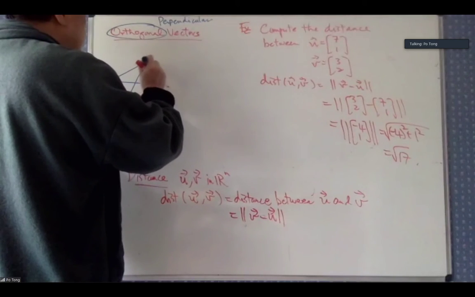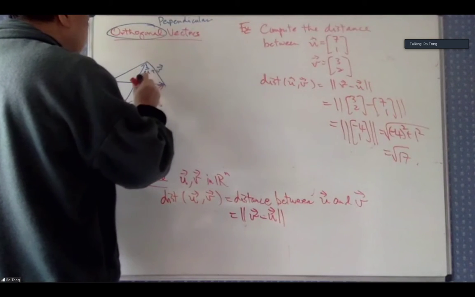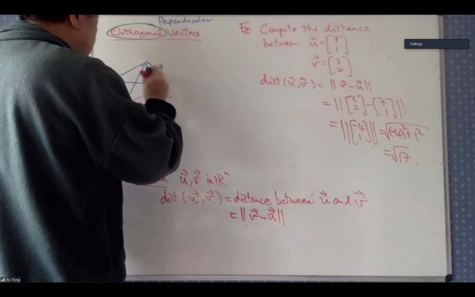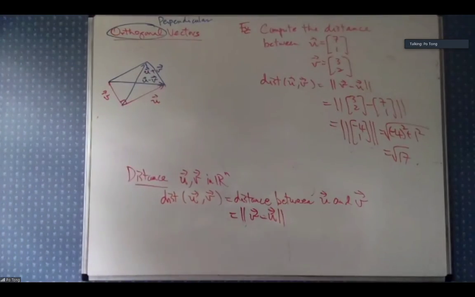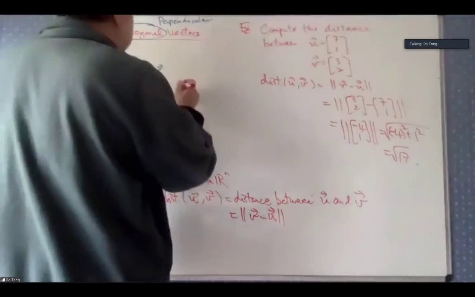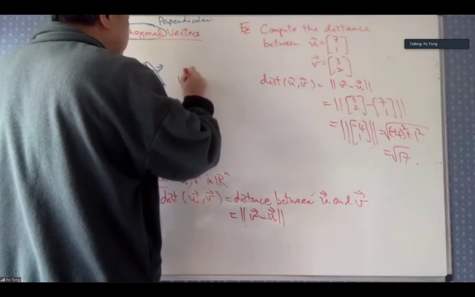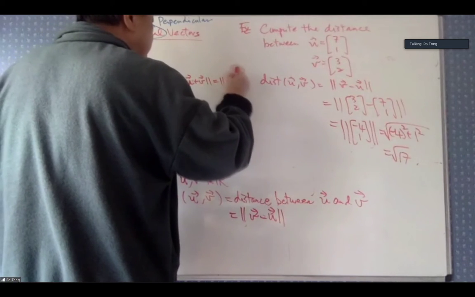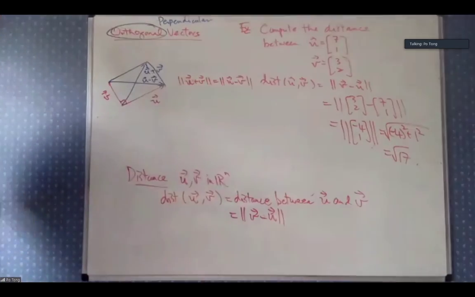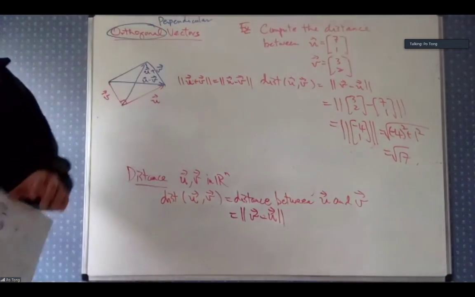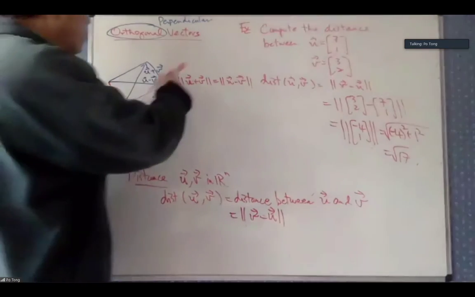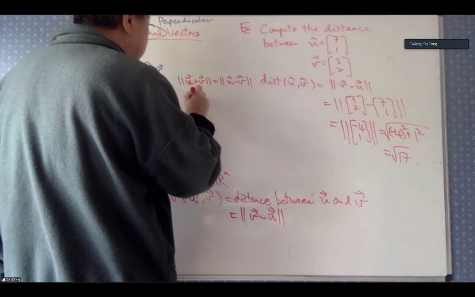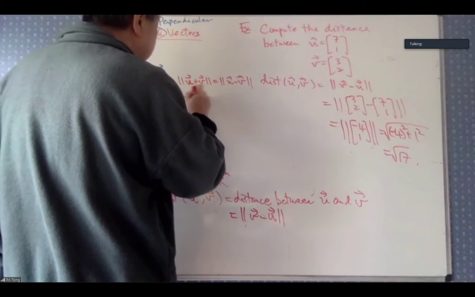Now, this one is u plus v, and this one is u minus v. So perpendicular vectors means that this length is equal to this length. Those two lengths have to be the same for this to be perpendicular. So if you do this, what is u plus v? u plus v is just this.